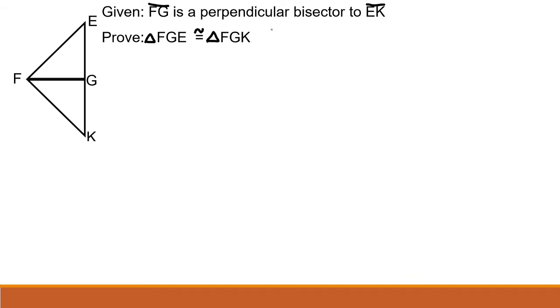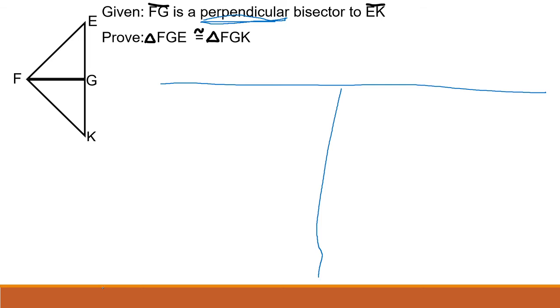What about this one? FG is perpendicular. Okay, so perpendicular, that means I have a right angle involved, so HL is on the table. It doesn't mean I have to use it, but it means that it's probably an option I can use if I want.